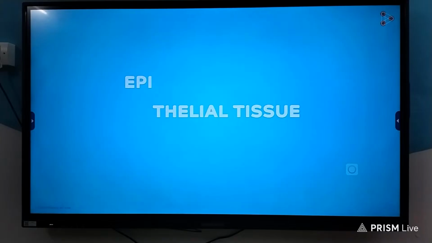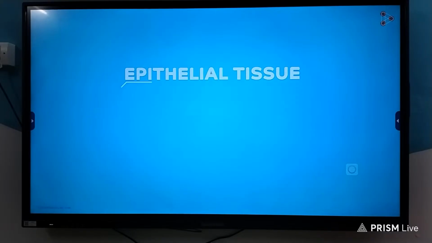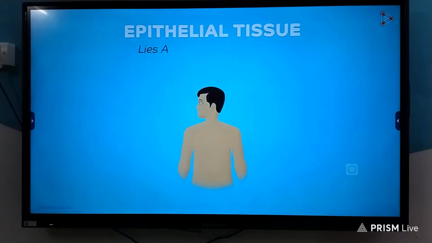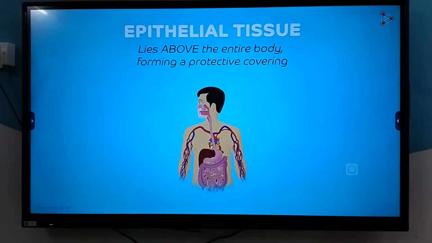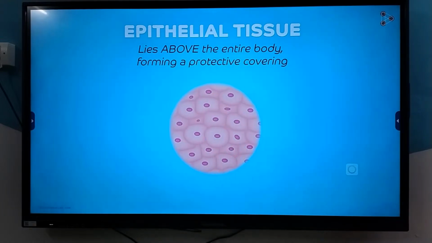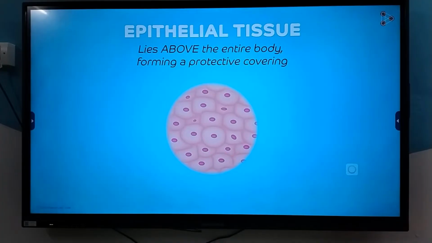As the name says, epi is above, thus epithelial tissue is the one which lies above the entire body, forming a protective covering. Along with covering the body, it also forms a barrier between the various organs, separating them. Now the structure of the epithelial tissue is quite evident from its function.